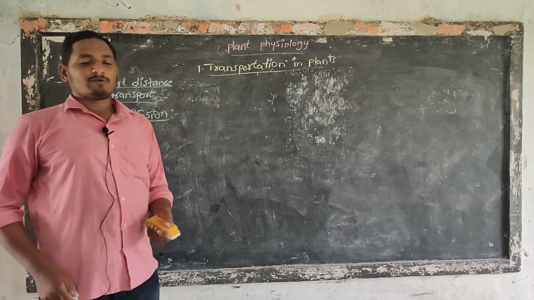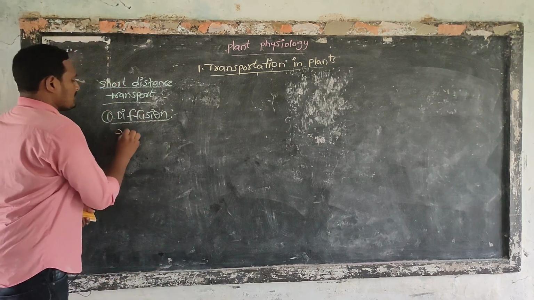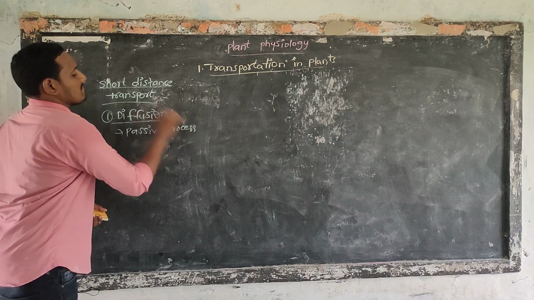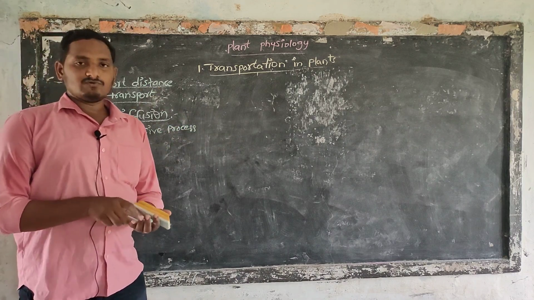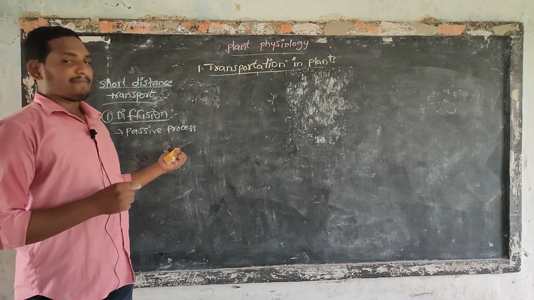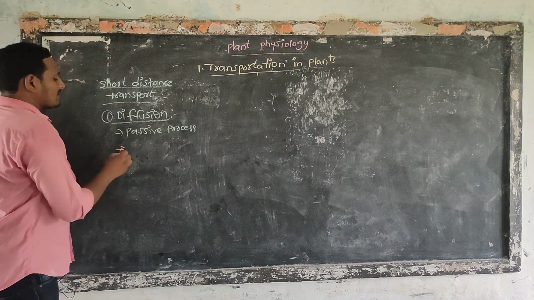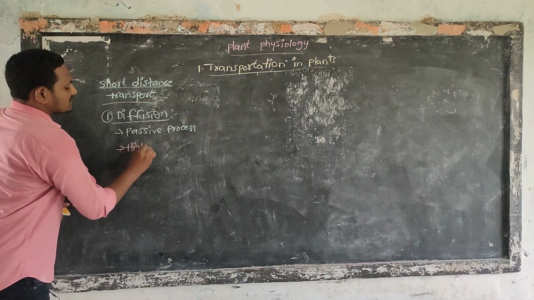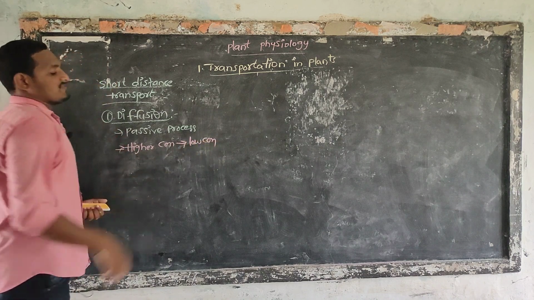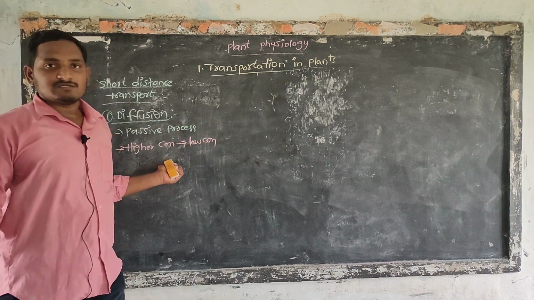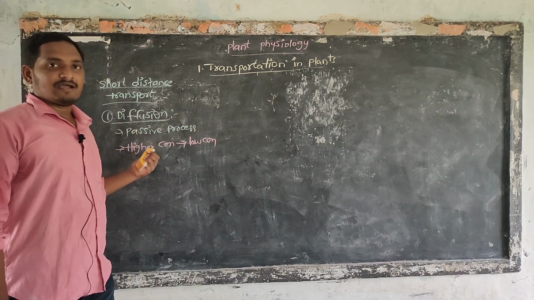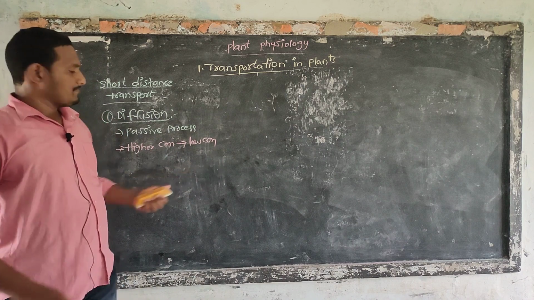Diffusion is a passive process. It means there is no ATP required, so it does not require ATP. That's why it is a passive process. It is the movement of molecules from higher concentration to lower concentration. It means the molecules are transferred from a higher to a lower concentration level.